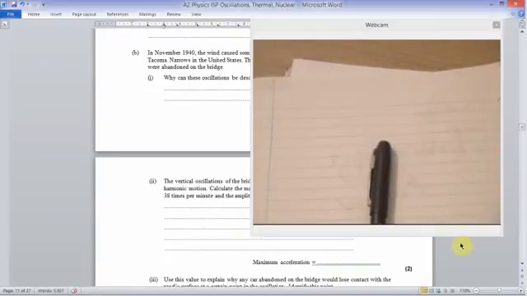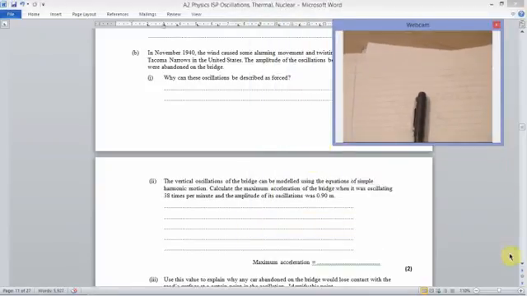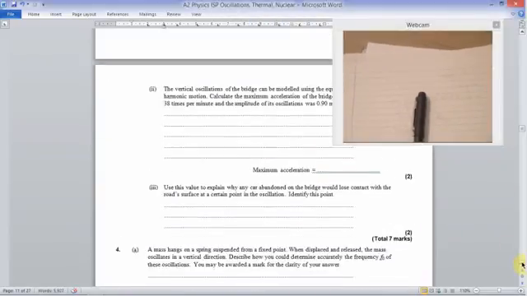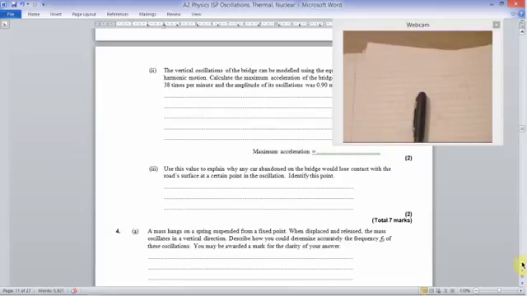Use this value to explain why an abandoned car on a bridge would lose contact with the road surface at a certain point in the oscillation. Identify this point. Okay, so A max is bigger than G. So if acceleration is greater than gravity, it's going to accelerate at a greater rate than gravity does, and therefore it will come off the bridge.